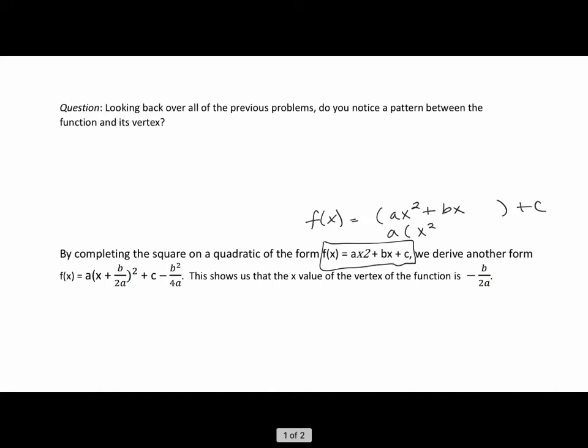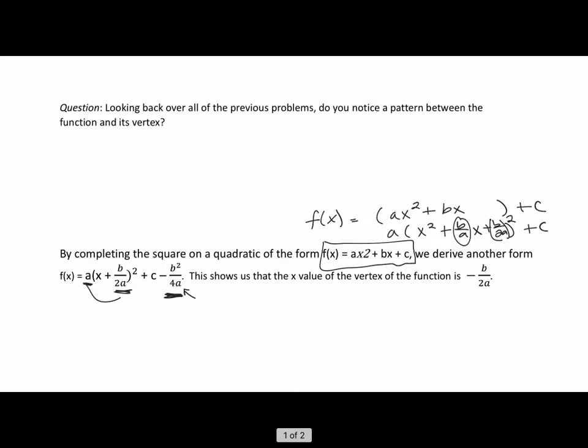So this will be x squared plus b over a x. And then you add half of b over a squared. So that's half of b over a squared. And you have to also subtract that from both sides. But remember, this is being multiplied by this. So it's not going to be a squared in the denominator here. It's going to be just a, because you have to multiply by a.